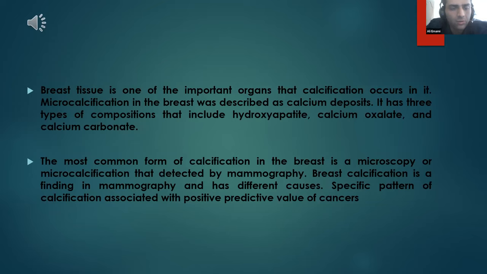Another important issue is breast tissue. Breast tissue is one of the important organs in which calcification occurs. Microcalcification in the breast is described as calcium deposits. It has three types of composition that include hydroxyapatite, calcium oxalate, and calcium carbonate. The most common form of calcification in the breast is microscopic microcalcification, which can be detected by mammography.